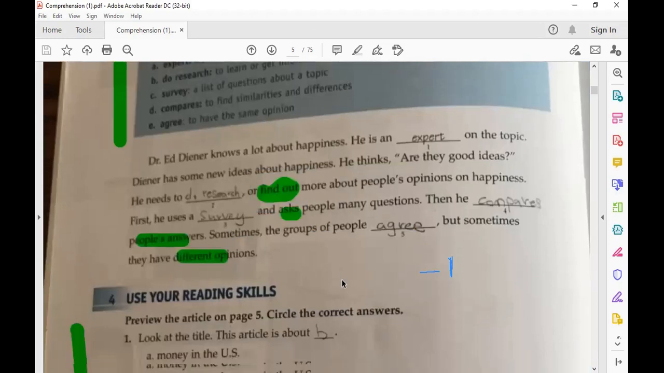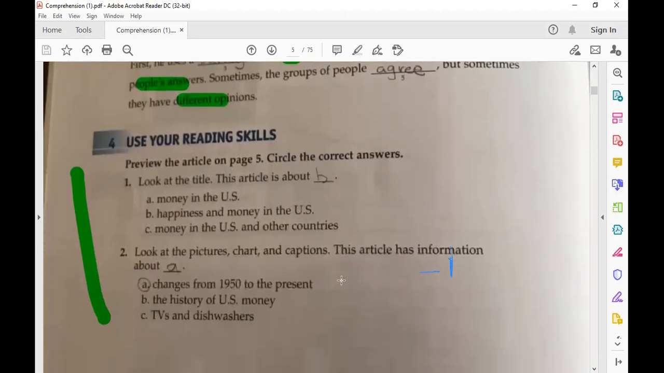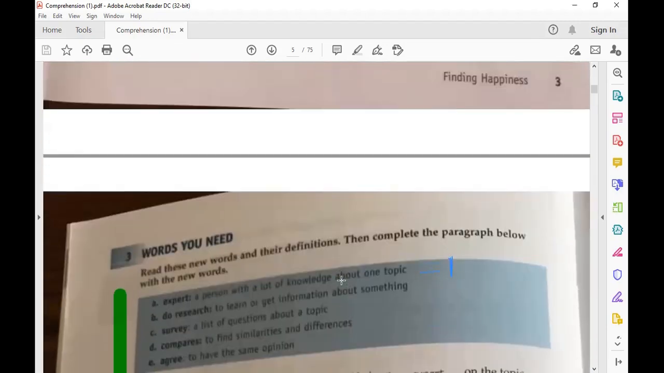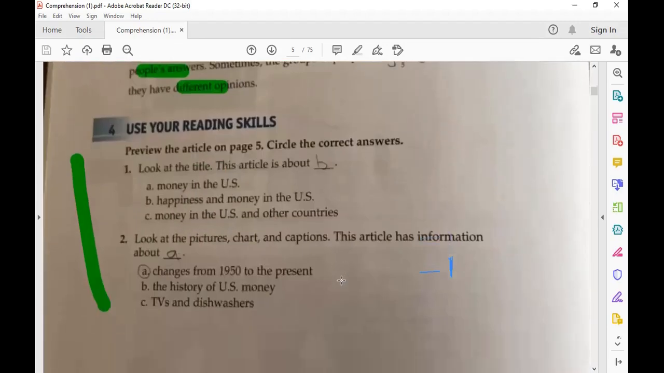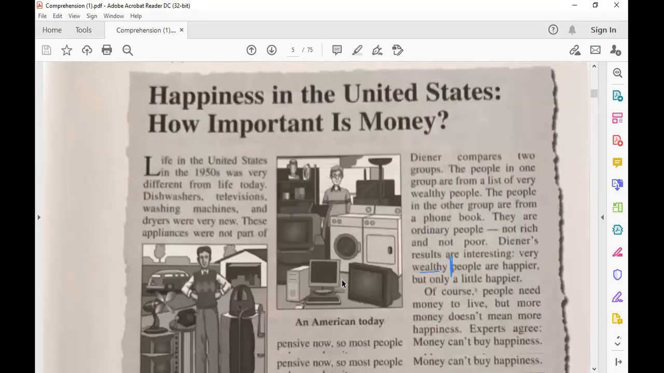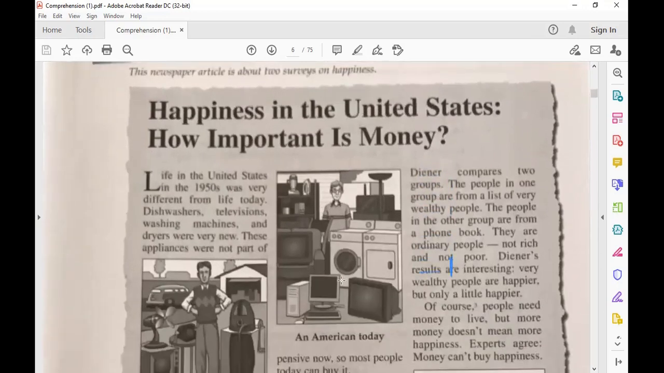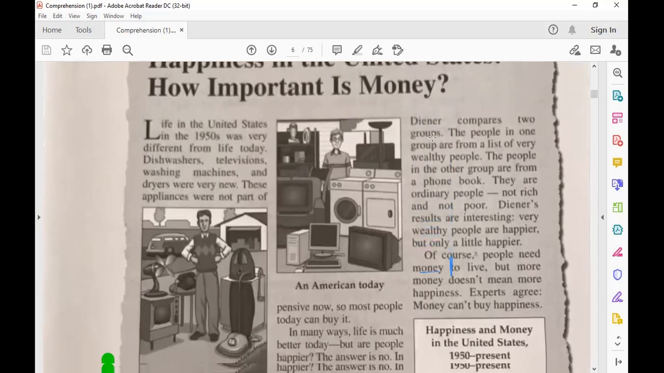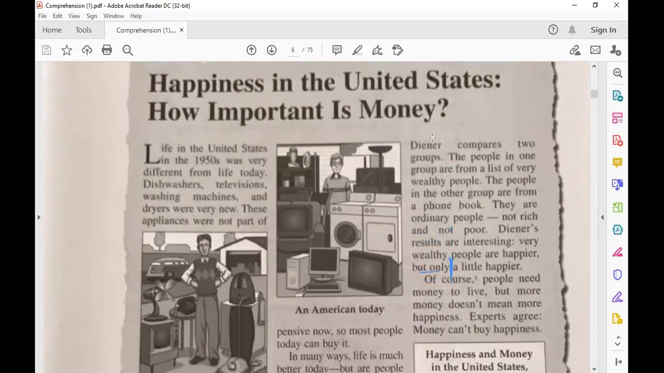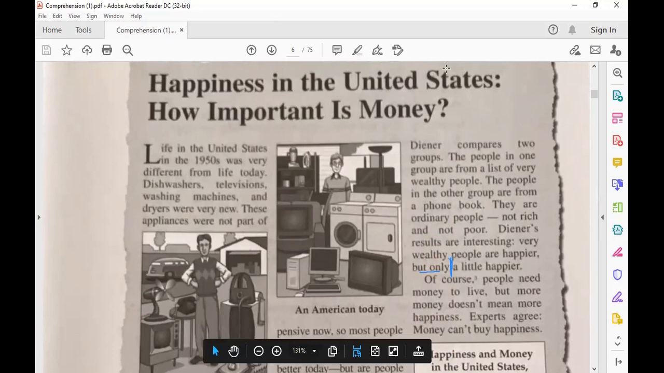Okay. Use your reading skills. Look at the title. The article is all about. Okay, we have an article here, page number 5. Now we will use the trick that I know about how to answer articles quickly. The first thing we do, we have questions about this article. The first step is review. We read the title. Reviewing. What is the title here?